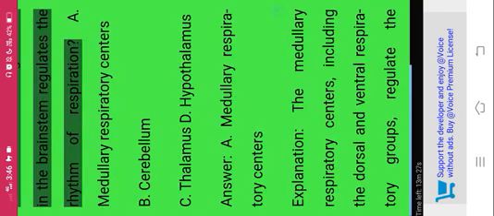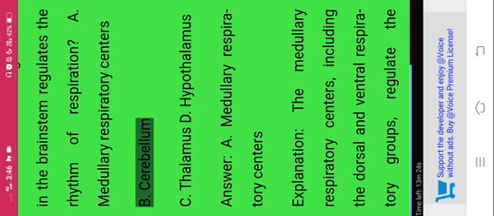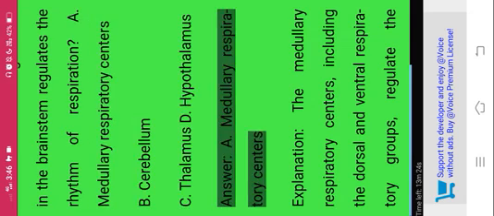Which of the following centers in the brainstem regulates the rhythm of respiration? A. Medullary respiratory centers. B. Cerebellum. C. Thalamus. D. Hypothalamus. Answer. A, medullary respiratory centers. Explanation. The medullary respiratory centers, including the dorsal and ventral respiratory groups, regulate the rhythm of respiration.